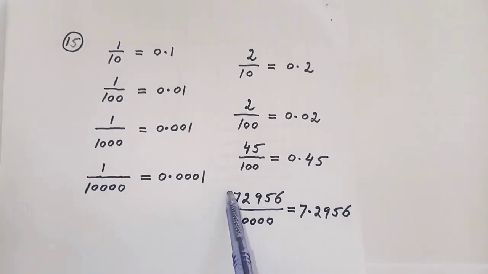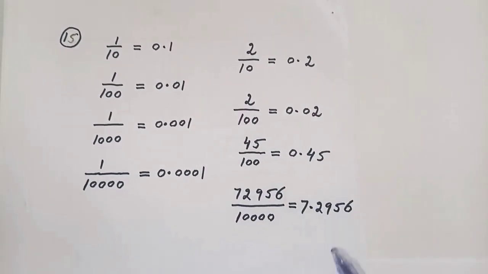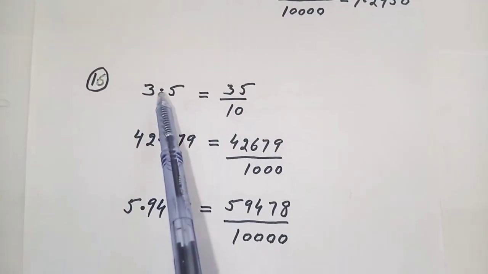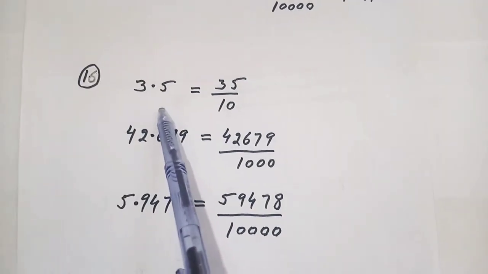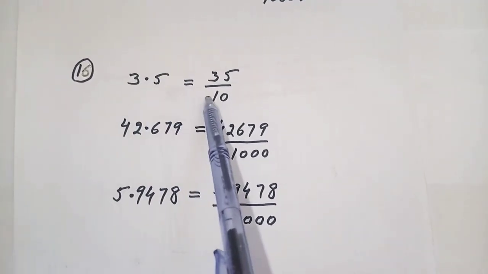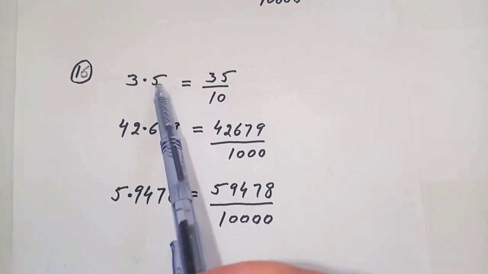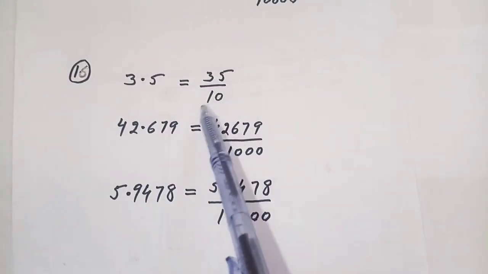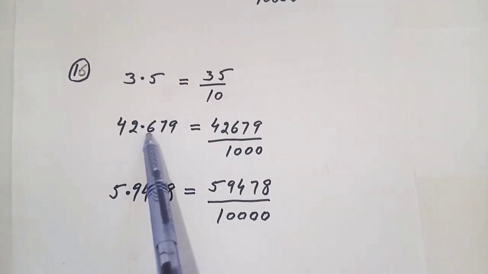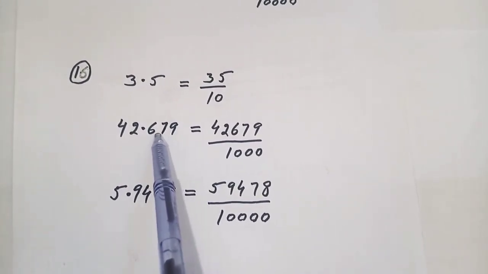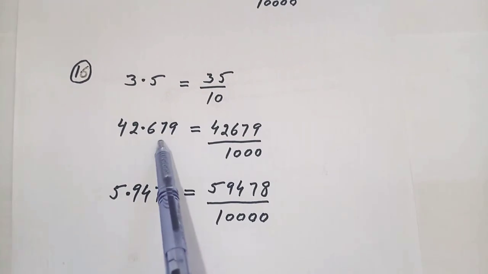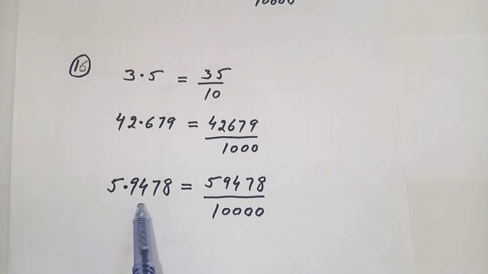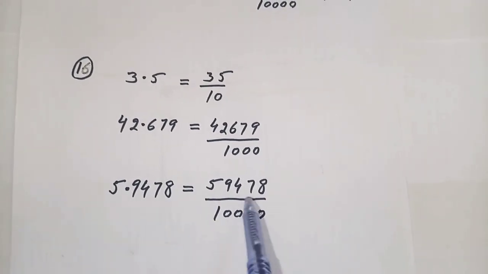Also these are the number fractions. In the point form these can be written like this. Here is a 3.5. How do we remove the point? In place of the point here we write 1, and after the point there is one number, so here we write 0. So this can be written as 35 by 10. How do we write this? In place of the point here we write 1, and after the point there are 3 numbers, so here we write 3 zeros. So this can be written like this. And in this number after the point we have 4 digits, so here we write 4 zeros. So this can be written like this.